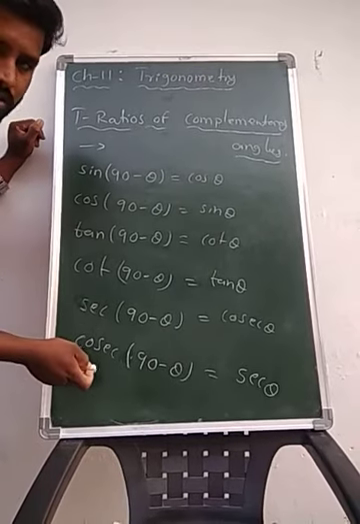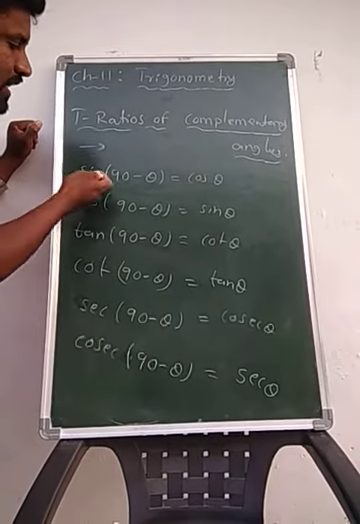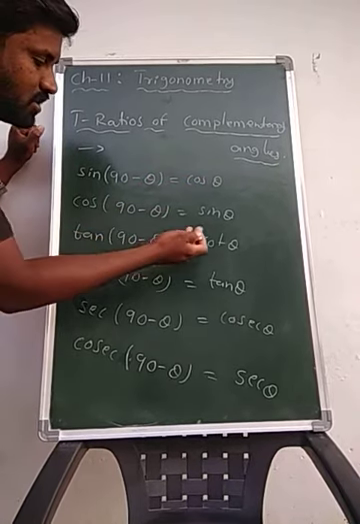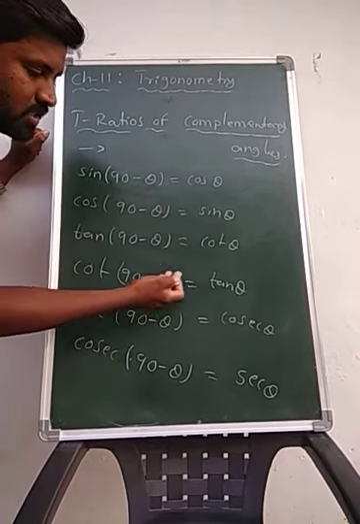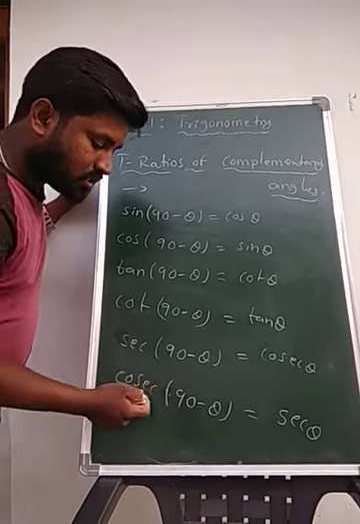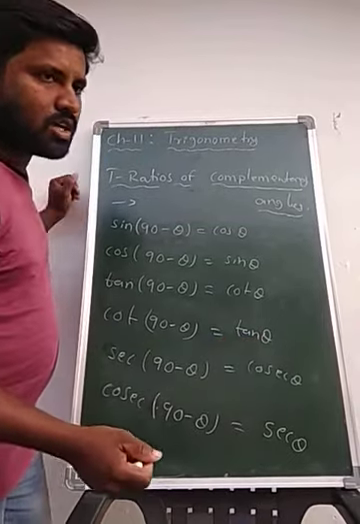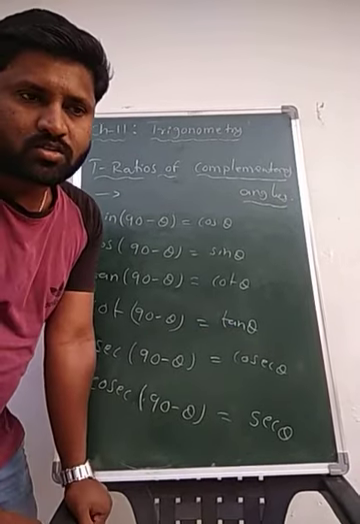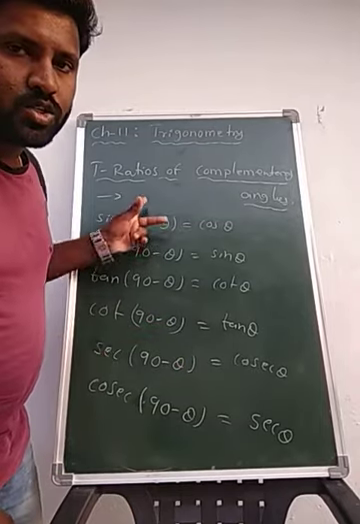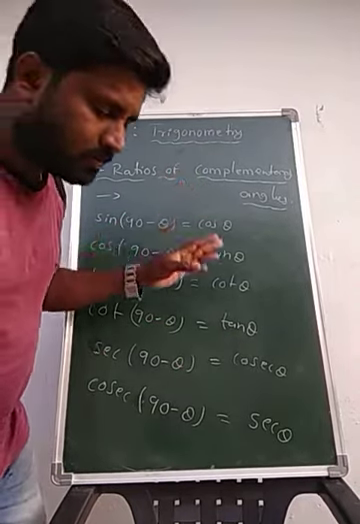They are these. Okay. Sin 90 minus theta is cos theta, cos 90 minus theta is sin theta, tan 90 minus theta is cot theta, cot 90 minus theta is tan theta, sec 90 minus theta is cosec theta, cosec 90 minus theta is sec theta. So now in this class we are going to discuss some problems on these T ratios of complementary angles. Okay.